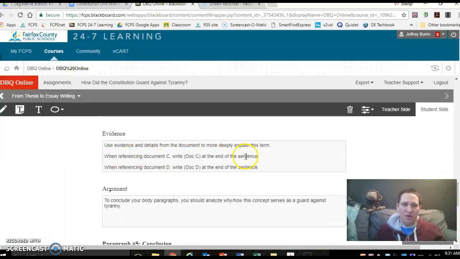In paragraph 4, you're going to reference document C. In paragraph 5, you're going to reference document D. And then again, at the end of your paragraphs, you're going to connect that concept back to the unit theme, the unit question, in order to fulfill that and finish that paragraph off.